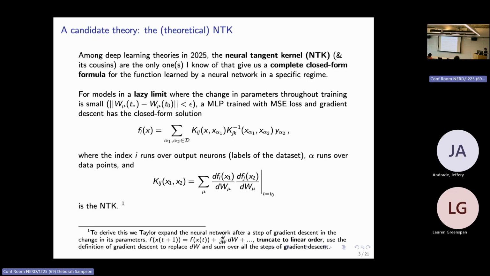So what is this NTK? Well, it's a kernel, so it takes pairs of data points to a number, and we build it by contracting all the components of the Jacobian evaluated on the two data points. Again, this is a very special case where we do have this closed form formula. In the footnote at the bottom, I explain how you derive it for people who haven't seen it before.